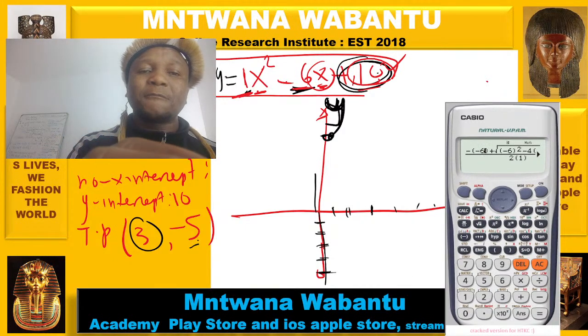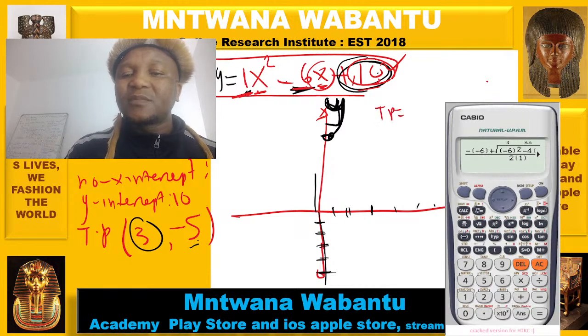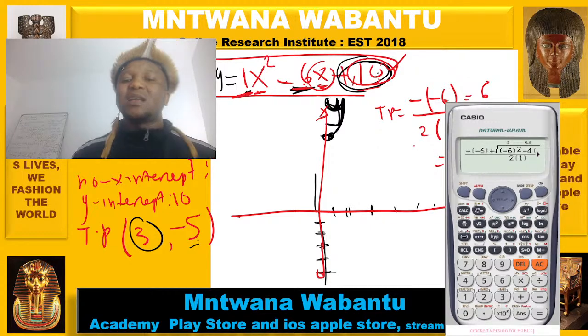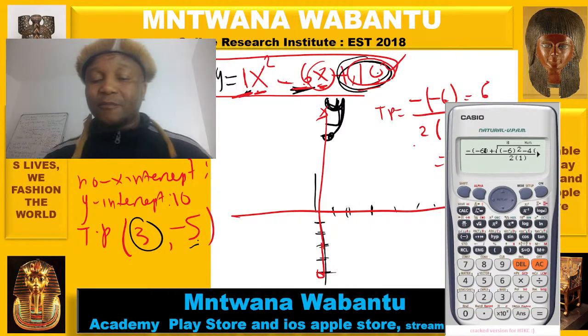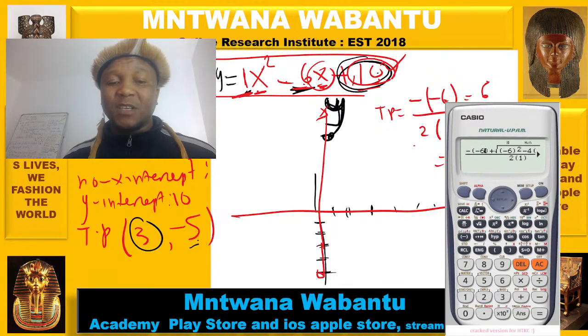Let me check turning point again. I wanted to check my turning point. x equals negative b over 2a. b equal to negative 6, so negative of negative 6 over 2 times a, a equal to 1. This is going to be 6 over 2, which is equal to 3. x at turning point equal to 3. It's true.